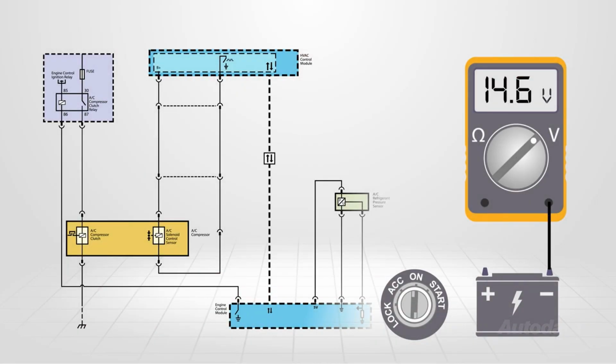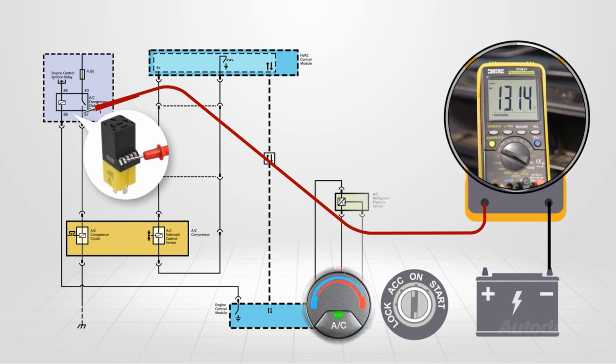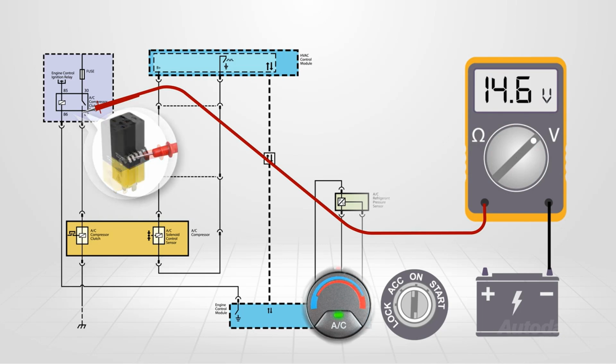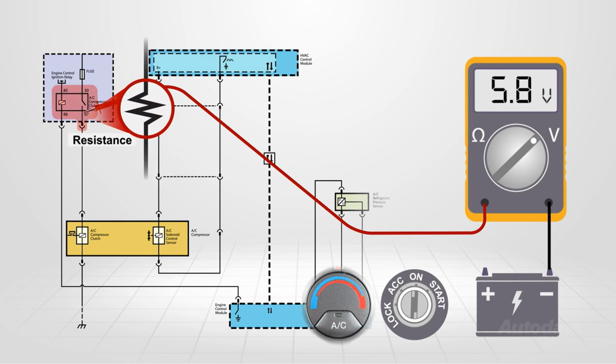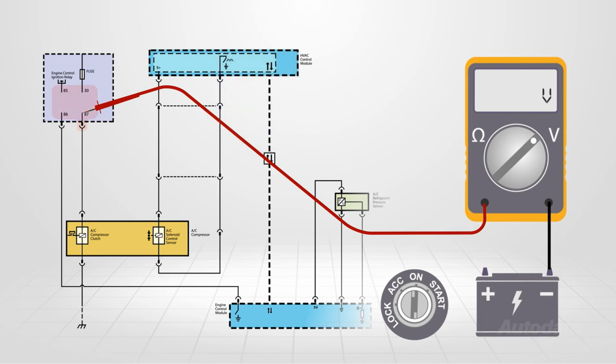With the meter connected between battery negative and the relay jumper load terminal and commanding the AC on, we should see battery voltage displayed. If significantly less than battery voltage is seen, there may be excess resistance in the relay or connector. Remove the relay and inspect for terminal tension and corrosion. If this is okay, replace the relay.